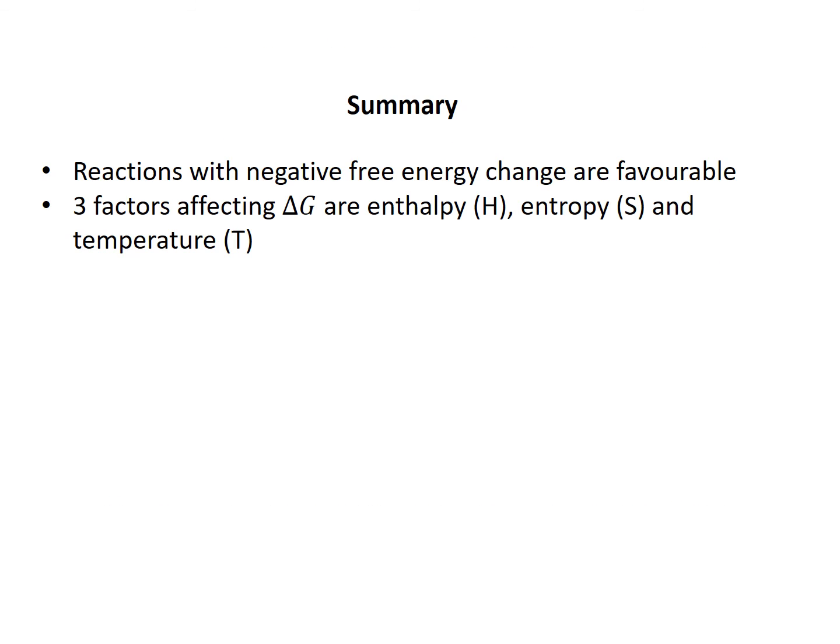Okay, we have come to the end of this session, and I hope by now you should know what the three important parameters are that will decide whether a reaction will happen or not, which are delta H, delta S, and temperature. And by combining these parameters, we have the ultimate predictor of reaction favorability, which is delta G. When delta G is negative, that reaction is favorable.